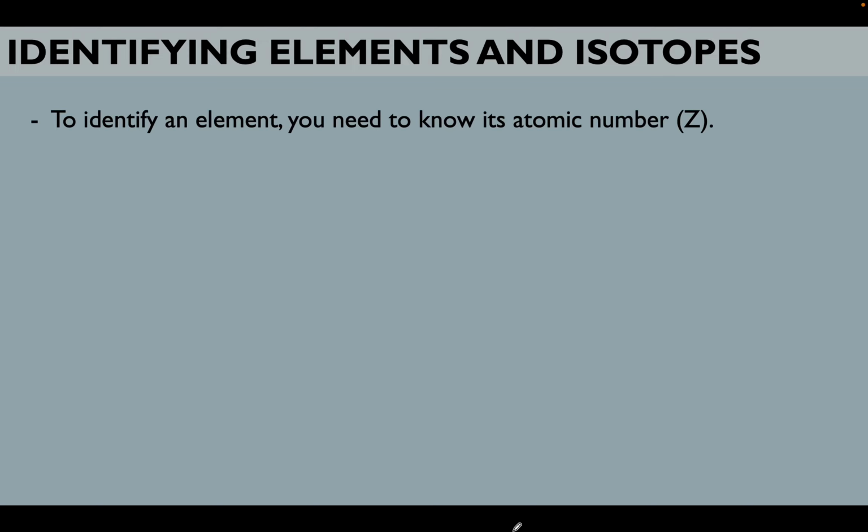Now, how do we identify elements and isotopes? So let's apply ang atong na-learn about atomic number, mass number, and also the isotopes. So how can we identify elements and isotopes? Now, to identify an element, para mahibalaan na nato ang element, you need to know its atomic number. So again, by looking at the atomic number, mao na siya ang naka-assign sa specific nga element.